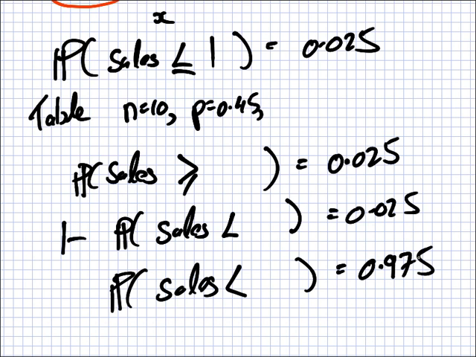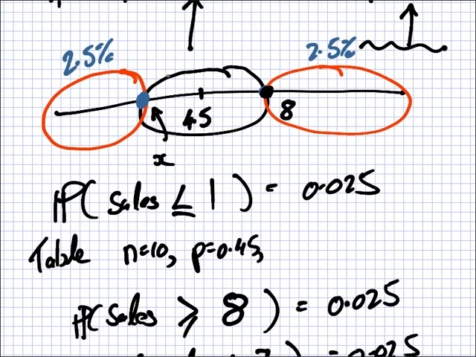N is 10, 0.45. 0.975? Where's that? I have a 0.9726. That's the closest, isn't it? Yeah, that's a 7. Less than 0.976, yeah, 7. So if that's a 7 and that's a 7, then this one here was an 8. Remember the cats? So this number here is 8 and this one here is 1.